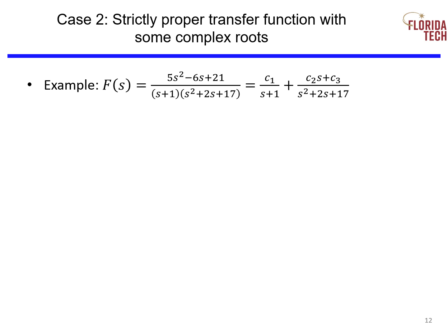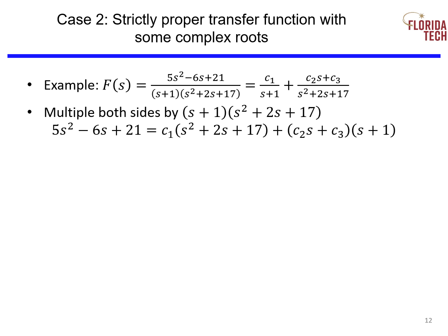Next, we'll examine case 2, which involves a strictly proper transfer function with one or more complex roots. The partial fraction expansion on the right-hand side involves a constant over the real factor plus two constants over the second-degree polynomial that results in a complex conjugate pair of roots. Notice that C2 is multiplied by s in the numerator, so don't forget the s.